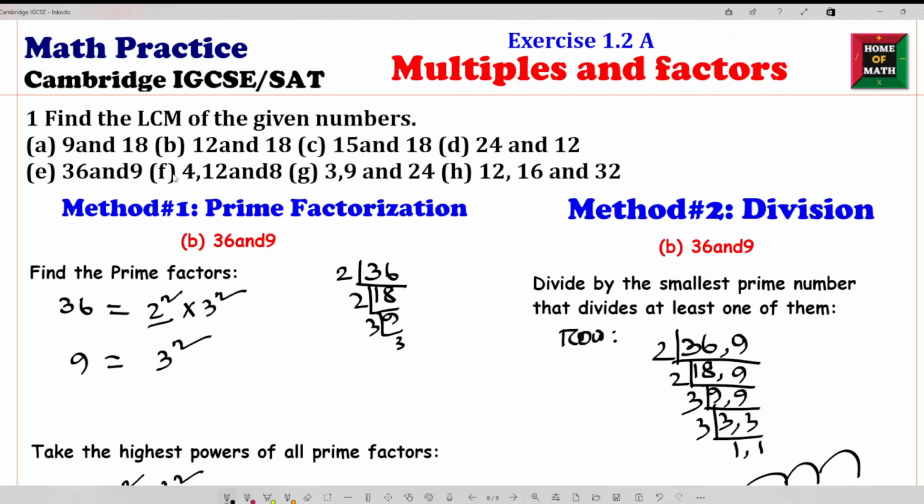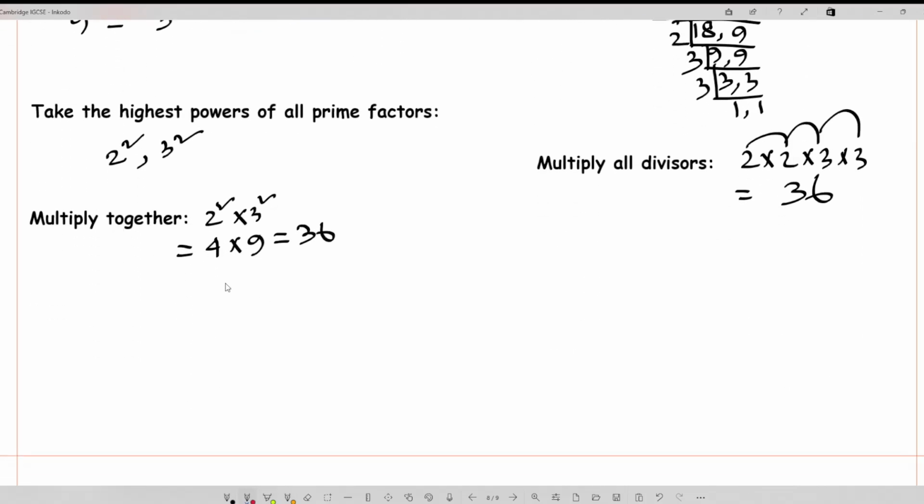Now number A, B, C, D, E done. Now number F. Here is 4, 12 and 8. First we have to find out the prime factors. 4 we can write 2 square. 12 we can write 2 square times 3, right? And 8 we can write 2 to the power 3.